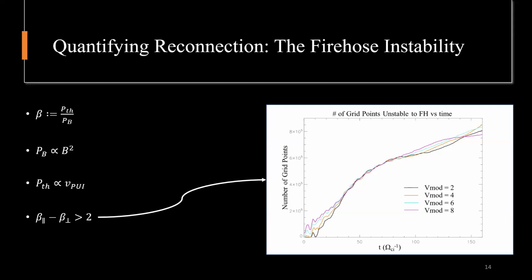So for the fire hose instability, we defined a parameter called beta, which is the thermal pressure over the magnetic pressure. And whenever beta parallel to the magnetic field minus beta perpendicular to the magnetic field is over 2, we get a plasma that is unstable to the fire hose instability. So what you see here is the number of grid points in the simulation that are unstable to fire hose over the time of the simulation. And as you can see, very interestingly, they're pretty close. So that is a very interesting question to investigate that we'll talk about a little bit later on.